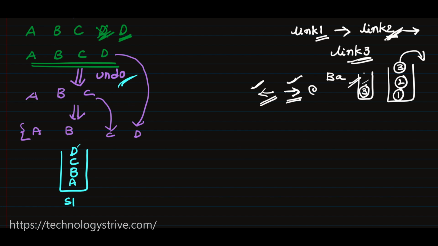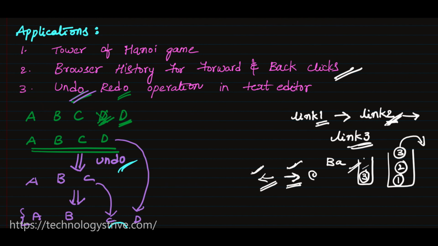So we have one more stack. When D gets removed, it will be added to stack 2. And when C gets removed, it will be added to the top of stack 2. Now again, if I perform the redo operation, the top element is picked from S2 and added back to stack 1. So this is how the stack data structure is used in undo and redo operations in a text editor.